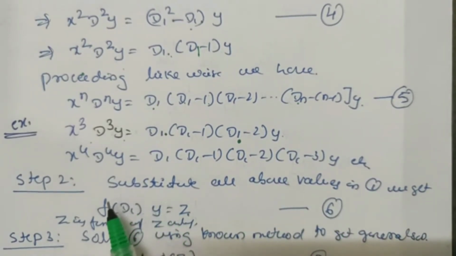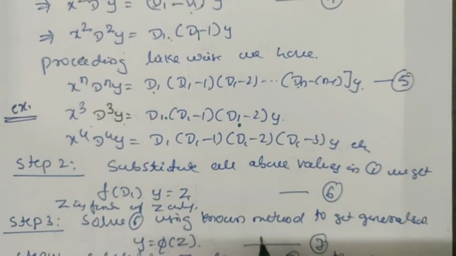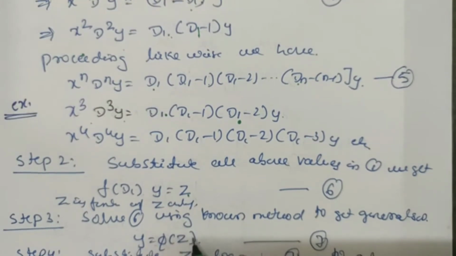So now you have to solve this equation by any one of the previous methods, variable separable or the like. We know how to solve this. It is now a linear differential equation with constant coefficients, as we have solved in the previous chapter. So solve this using any one known method to get the general solution y equals phi of z.